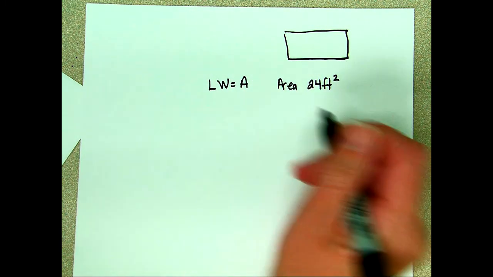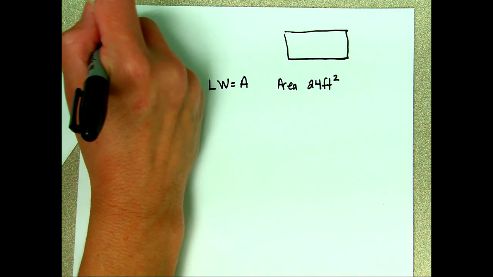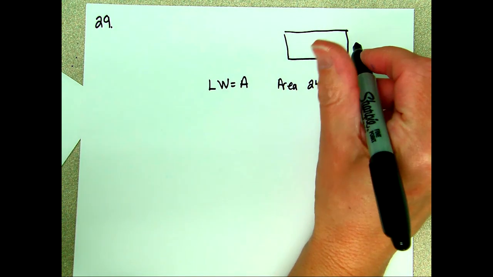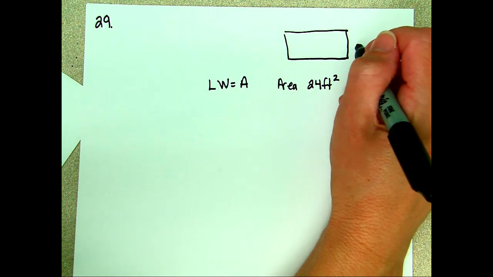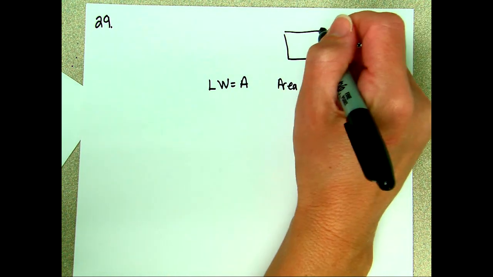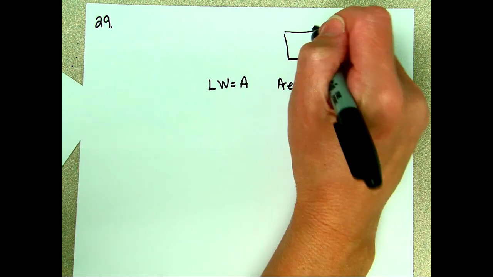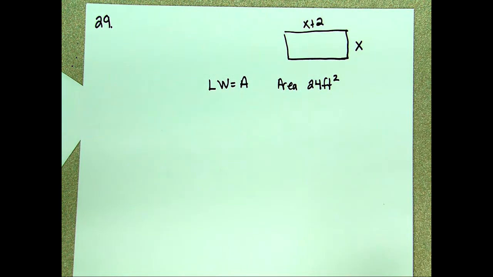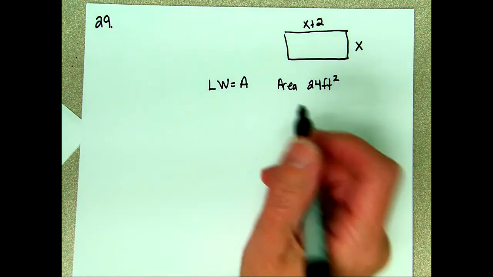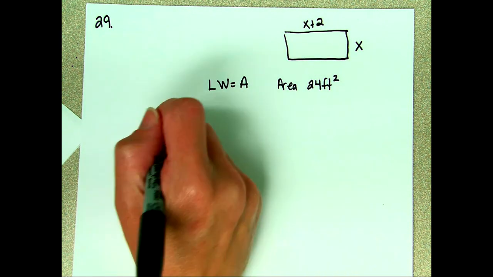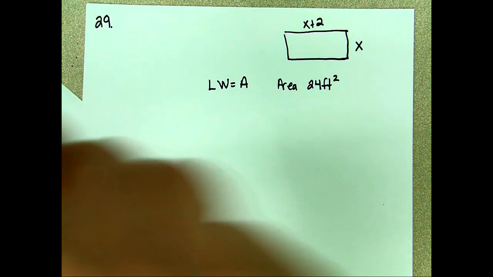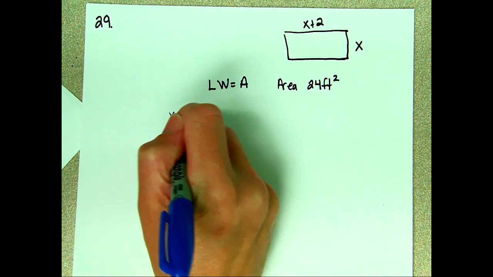If it's 2 feet longer than it is wide, the width can be x, and the length is 2 feet longer, meaning adding 2, so it would be x plus 2. To write the equation to solve this problem, we recall that length times width is area. So we would say x times x plus 2 equals the area, which is 24.